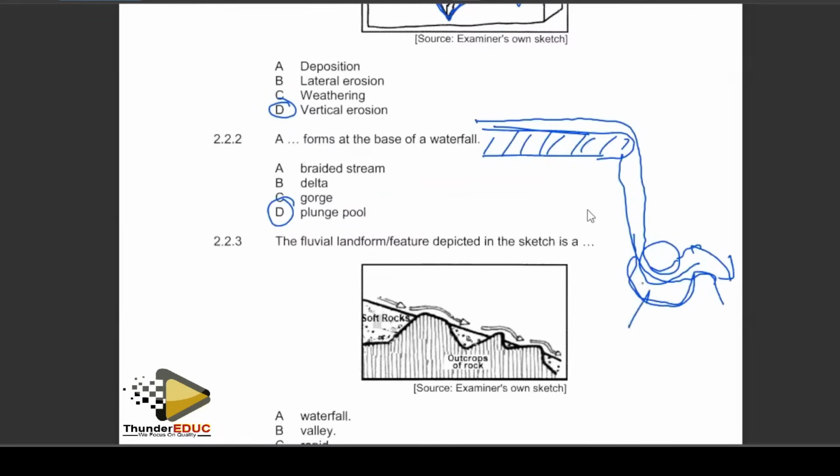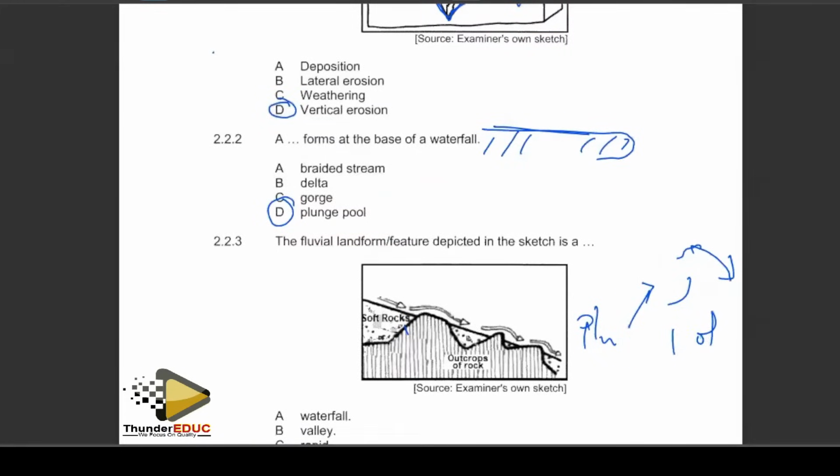And this is what we call a plunge pool. Plunge, because it's created by the plunging effect. Water is vertically plunging from the hard and resistant rock and is hitting over the softer rocks, creating a pool at the bottom. So that is what you call a plunge pool. Right, that is the response to that particular question. We move on to the next question.